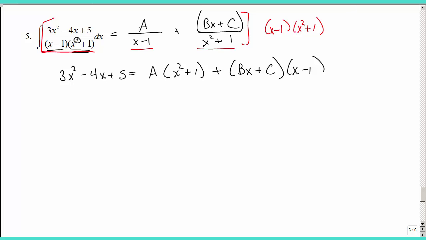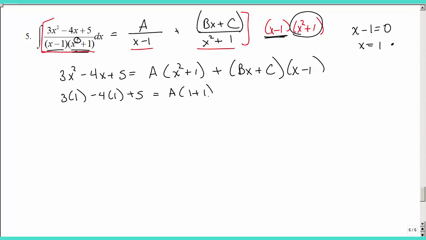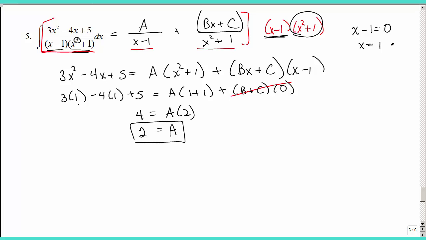Okay, here's the bad news about quadratics. You don't get a convenient value. You just get it from the linear factor. If you set that equal to 0 and solve for x, you're going to get plus or minus i. Don't use that. We need real values. So I'm going to use the only one I have. Everywhere there is an x, I put a 1. So that's 0. So this is 3 minus 4 is negative 1 plus 5. That's positive 4. So I know A is equal to 2.